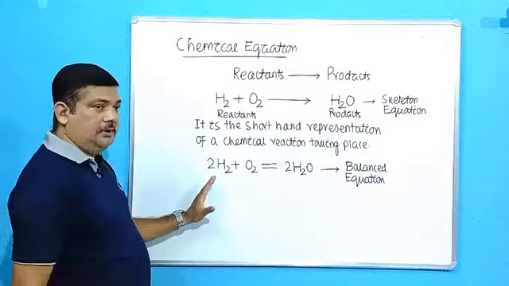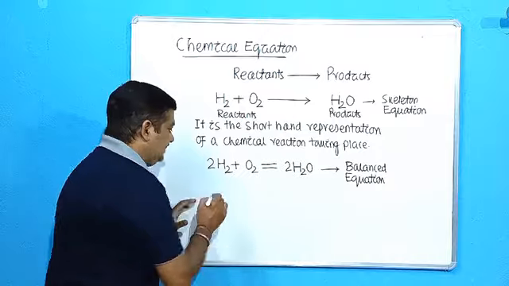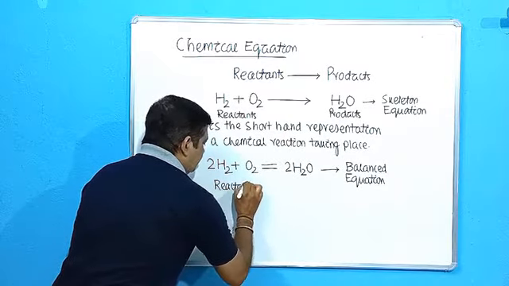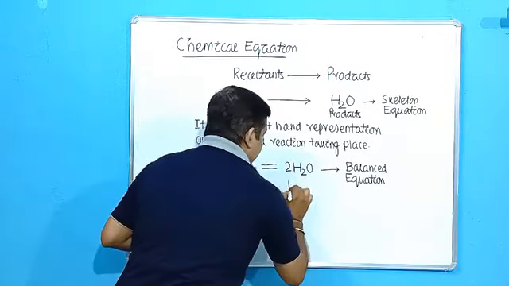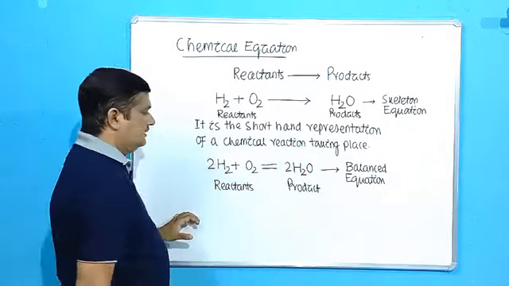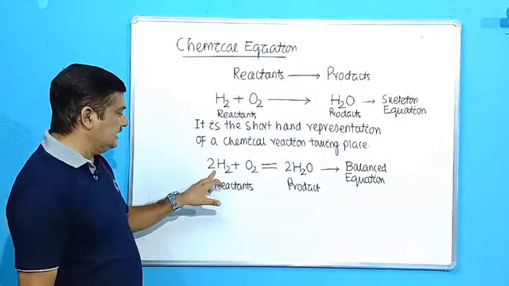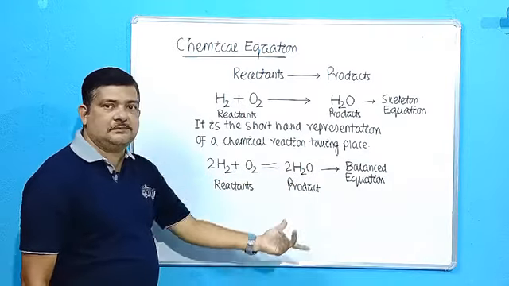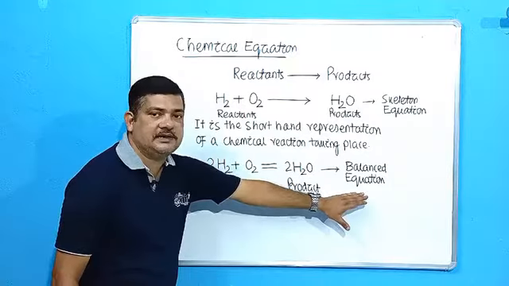That means the number of atoms present in the reactant side will be same as that of the product side. Now I can compare 4 hydrogen atoms here, 4 here, balanced. 2 oxygen atoms here, 2 oxygen atoms here. That means this is a balanced chemical equation.